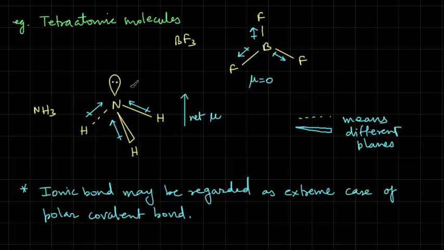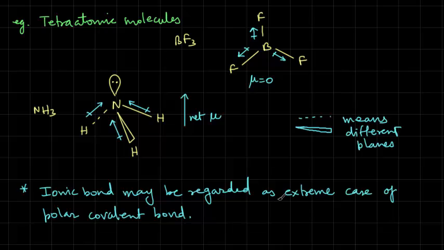For NH3, nitrogen has an electron pair, and then it has 3 more electrons which it shares with the hydrogens. Here again the dipole moment was found to be in this direction. It will be the vector sum of all these 3 individual dipole moments. When we draw NH3 like this, dotted means it's going inside the plane, and the solid triangle means it is coming out of the plane. This is just a representation that it means different planes.